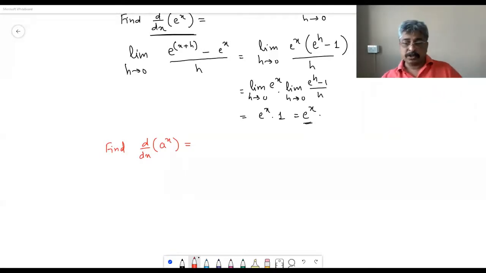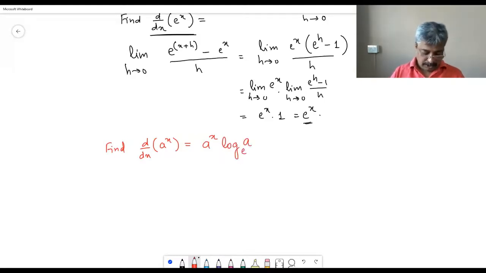Combining the previous work that we have done, we will get this limit as a raised to x into log a to the base e.